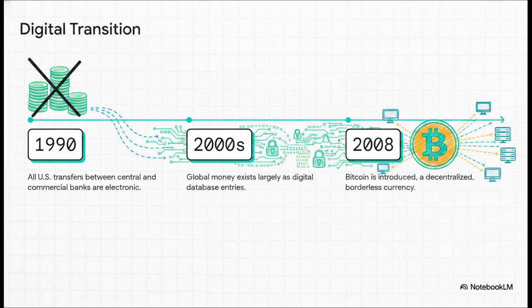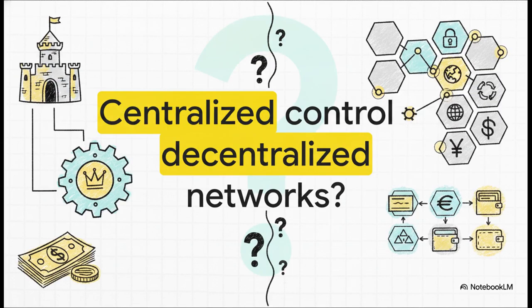And then, a major disruption hit in 2008 with the introduction of Bitcoin. This established a decentralized, borderless digital currency, allowing a network of computers to enforce rules and reach consensus, without needing permission from any government or central bank. And that leads us to the big unknown.